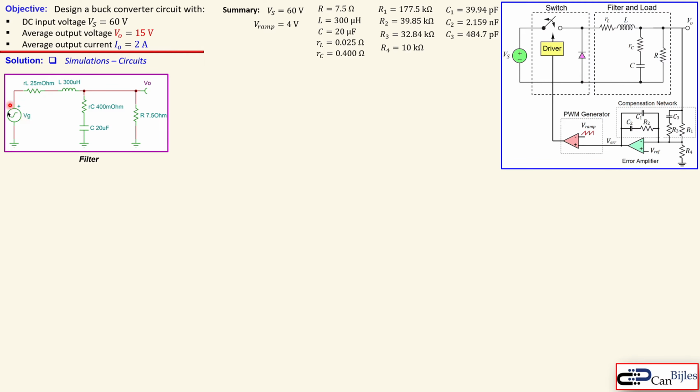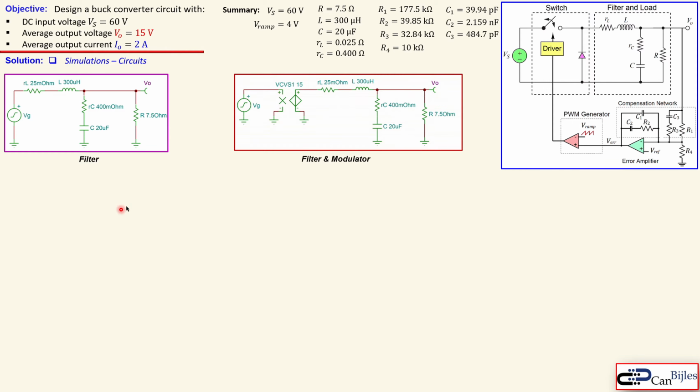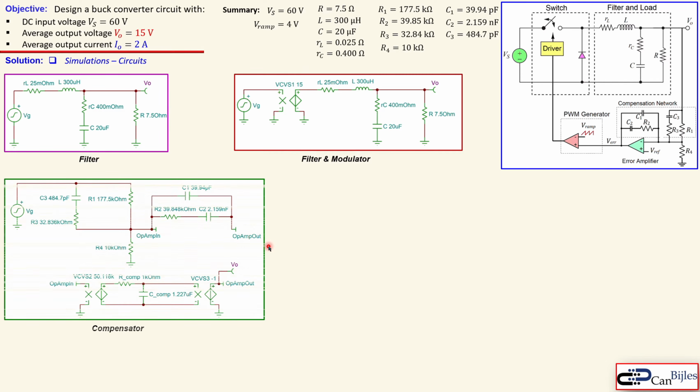You see here the input AC voltage just to generate these Bode plots. RL, L, RC are just the equivalent series or the non-ideal effects in our inductor and the capacitor, and also our load of 7.5 ohms. This is the filter and the modulator itself. You see here what we have used: a voltage controlled voltage source. In this case we had the PWM generator, so our modulator has a gain of 15. So the only change between this one and that one is just this addition of a voltage gain of 15.